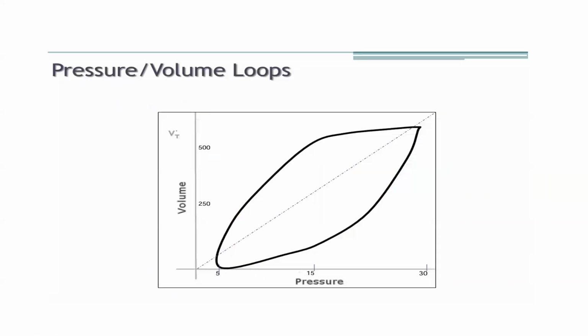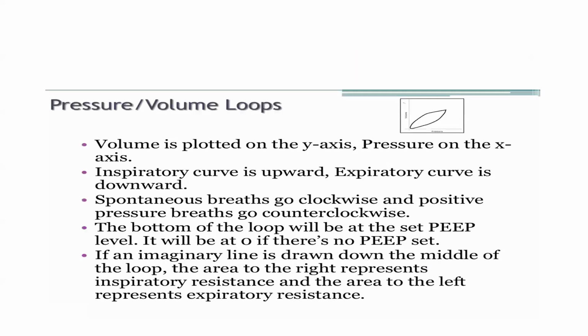Now the next is the pressure volume loop. The volume is plotted on the y-axis and the pressure on the x-axis. The inspiratory curve is up and the expiratory curve is down. Spontaneous breaths go clockwise and positive pressure breaths go counterclockwise. The bottom of the loop will be at the set PEEP level. It will be at 0 if there is no PEEP set.